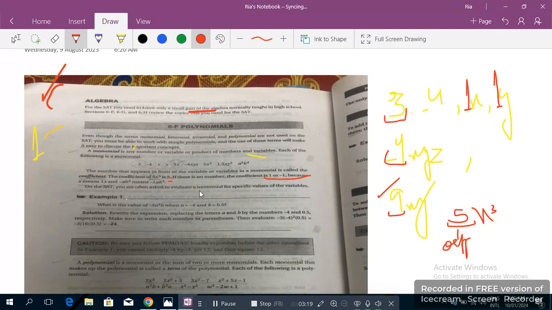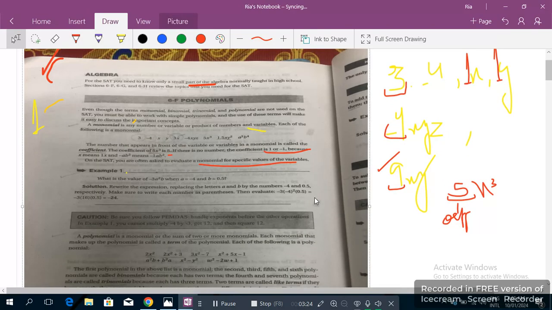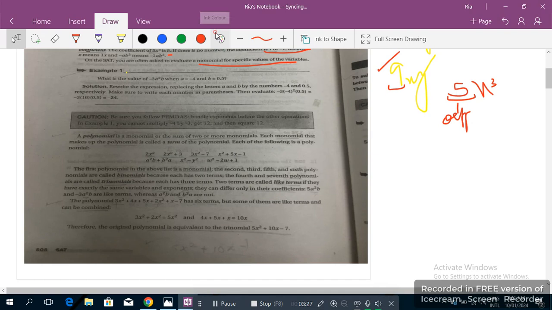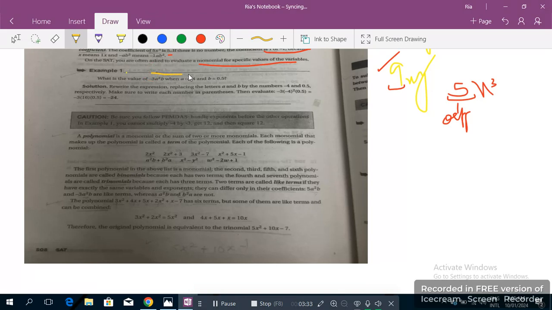Then on the SAT you are often asked to evaluate a monomial for a specific value of the variable. So let's start with evaluating a monomial. So here the question is, what is the value of minus 3ab square when a and b are given? So what you will do, if this is the value, minus 3, we are supposed to find the value of a. A is given, which is minus 4. Okay, minus 4, and it's also written that b is squared, 3ab square. Then b here is 0.5.